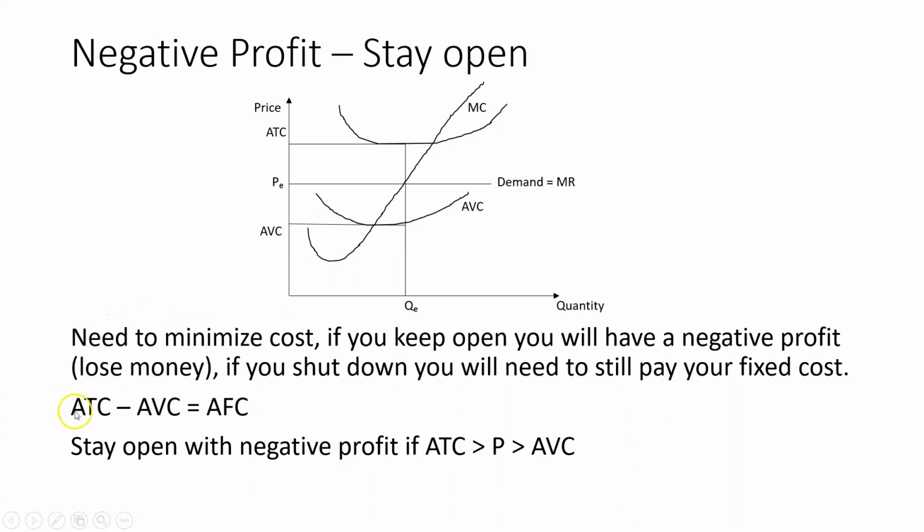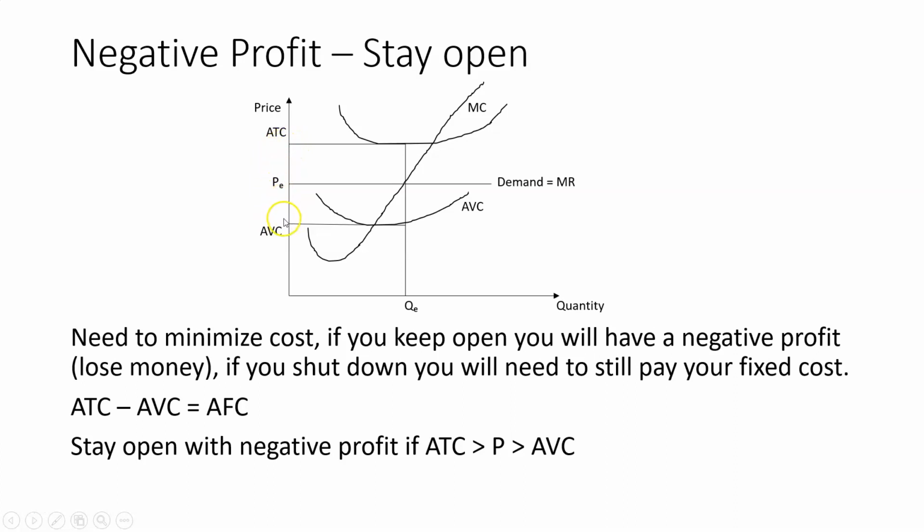How? Well, we know our average total cost minus our average variable cost is our average fixed cost, right? So this is our average total cost. At this quantity, we go up to the average variable cost curve and read average variable cost off. Average fixed cost is going to be the difference between average total and average variable. So this area in here is our average fixed cost.